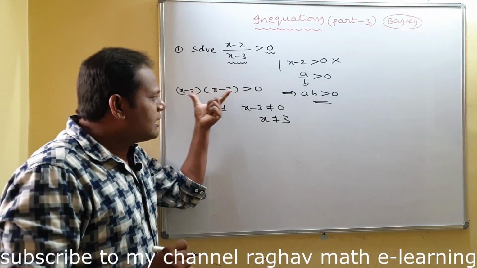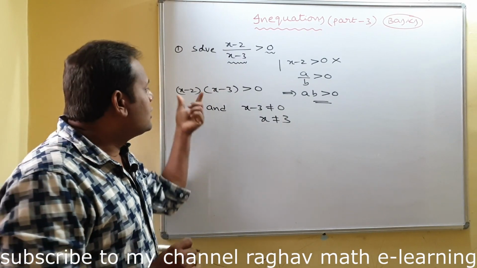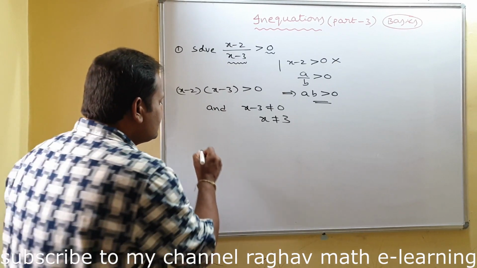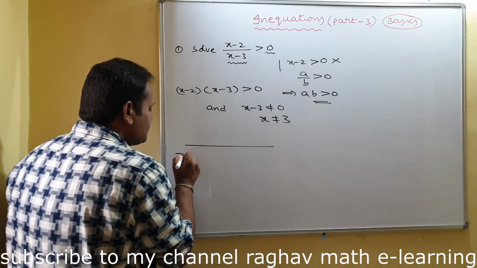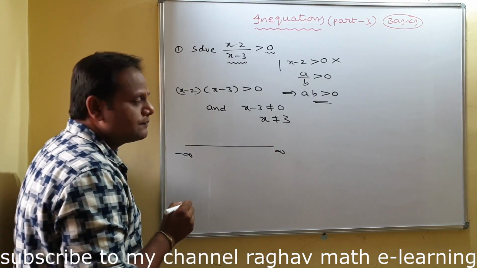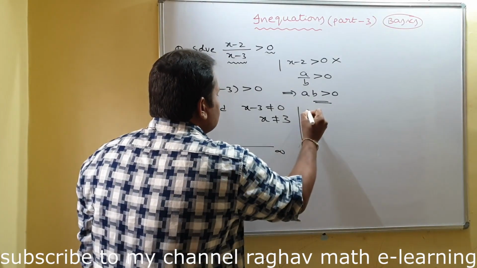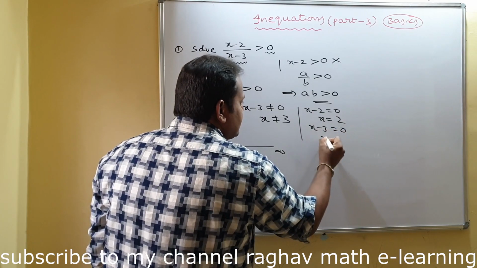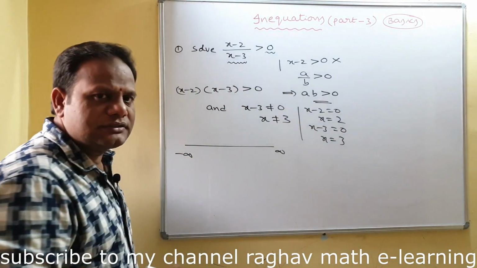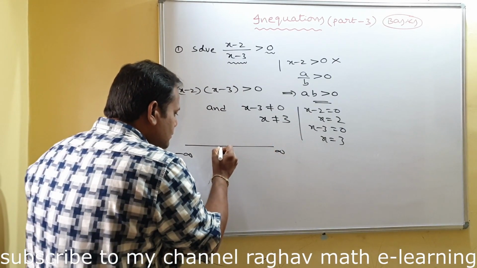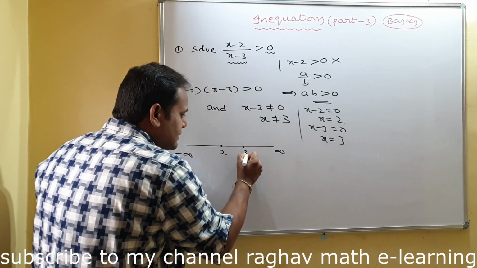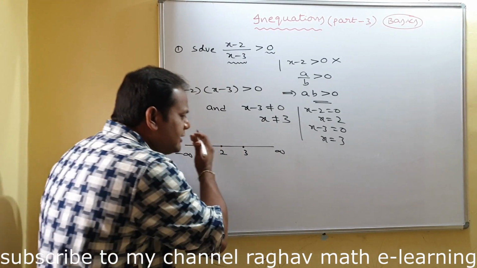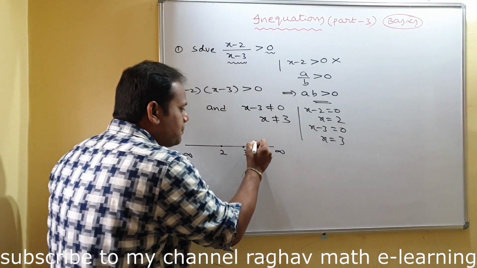In my last video, I explained how to solve this type of inequation using the real line. So you take the real line, minus infinity on one side and plus infinity on the other. Here the value of x for x minus 2 equal to 0 is x equal to 2, and for x minus 3 equal to 0, x equal to 3. Plot these numbers on the real line. So this is 2, this is 3. And also I told you, in the rightmost interval, you take plus.